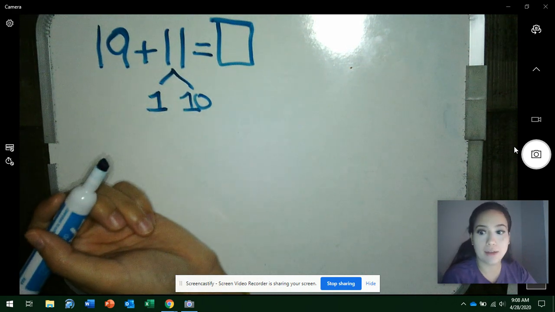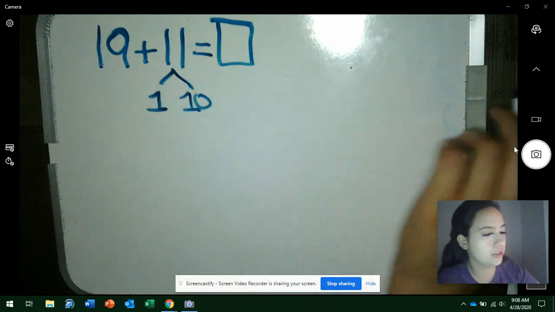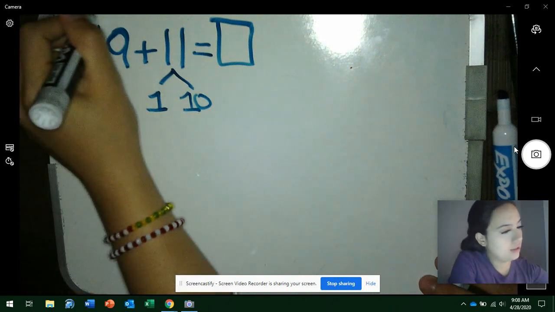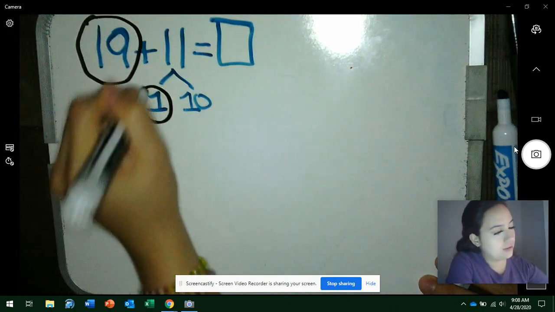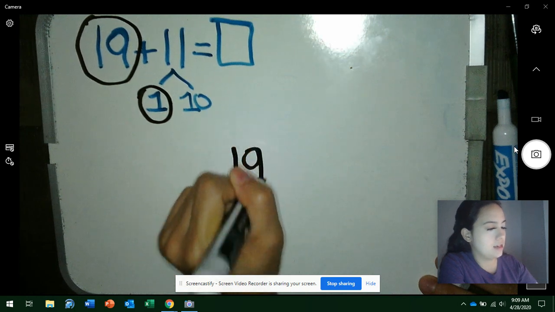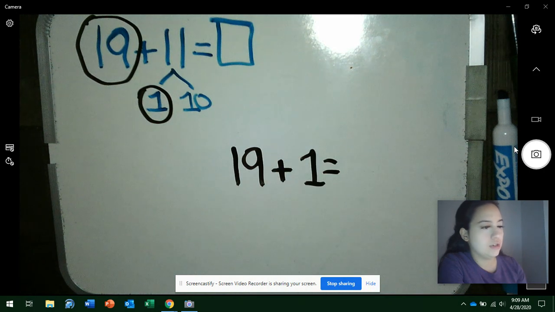Now we're going to add using our two number sentences. So these are the two number sentences. Circle them with me. Ready? So we're going to write 19 plus 1 equals what, boys and girls? Get ready? Yeah, we said 20.